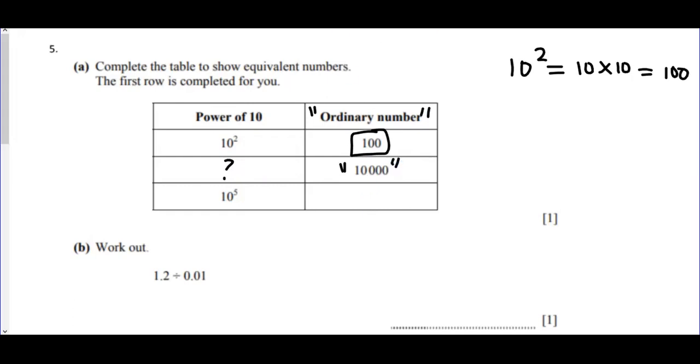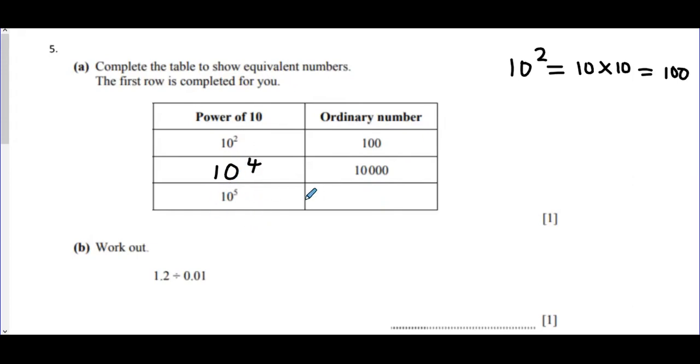So what you definitely do is simply count how many zeros you have in 10,000. You have 1, 2, 3, 4. So the power of 10 will be 10 to the number of zeros, which is 4. So the answer here will be 10 to the power of 4.